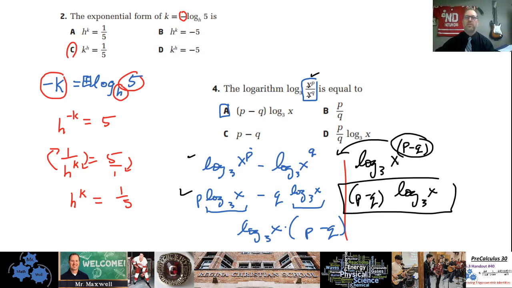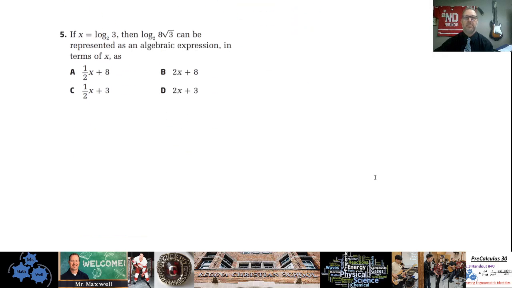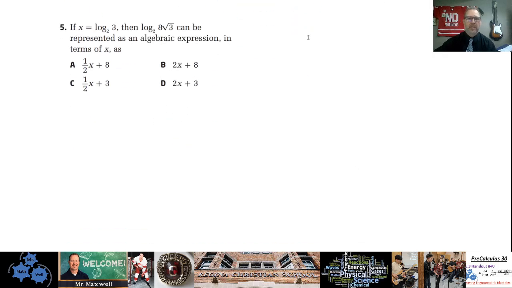Here we just have to do one, depends on how you look at it. Either way you get to the same answer. All right, number 5. Oh, this one's great too. I love this one. Looks so tricky, but it's actually not that bad. So they give you this.